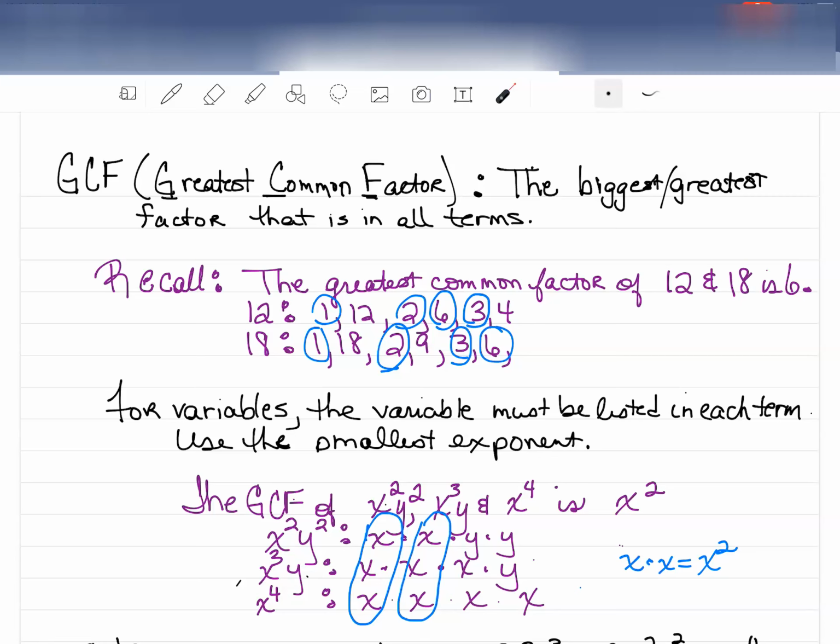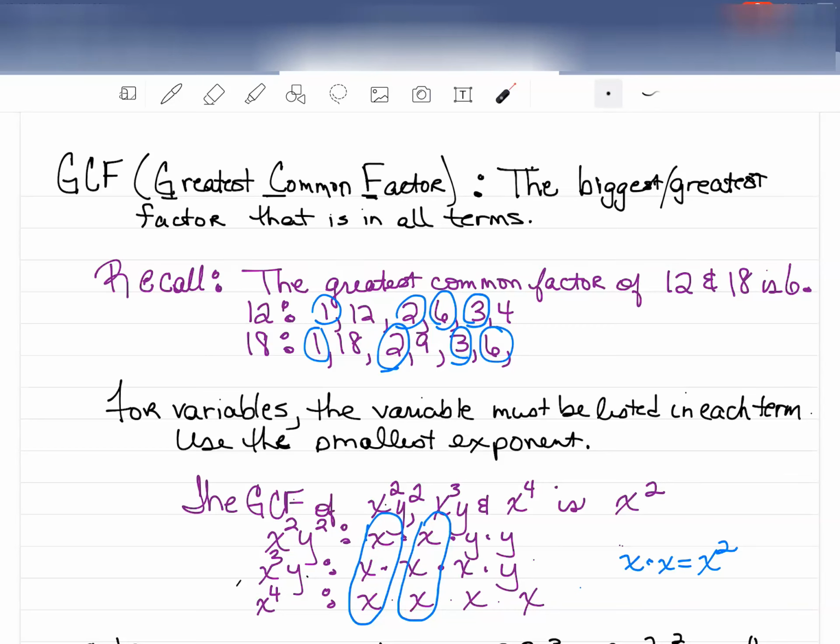So if I have x squared y squared, that means I have an x times an x so that I can have 2 x's, and a y times a y so I can have 2 y's. X cubed y would be 3 x's and a y, and x to the 4 would be 4 x's. When I look at these, and I go to do the same thing I did with the numbers, here's an x in each of these, so I'm going to circle it. And notice this time I circled it as one big group instead of individually. That's so that you can see which set was being circled. So I have one set of x's here. I have another set of x's here.